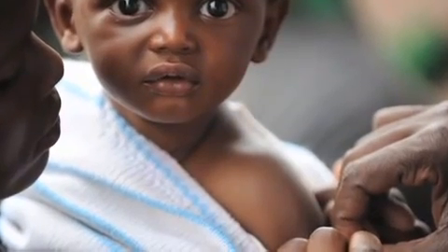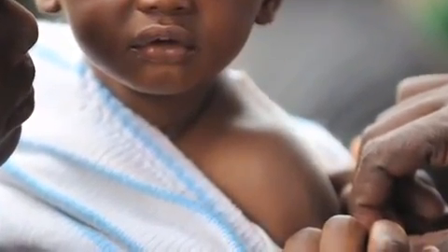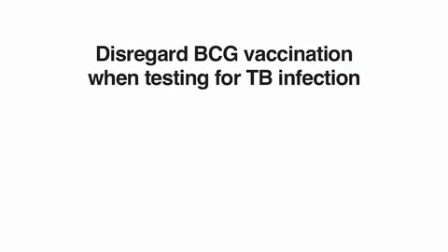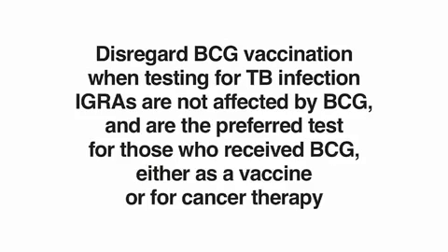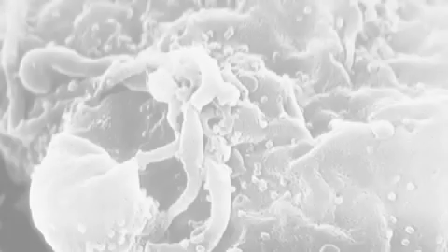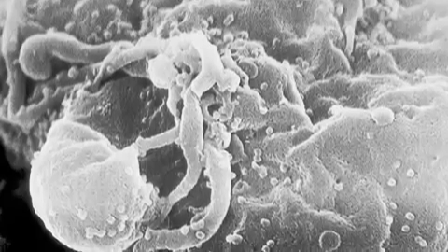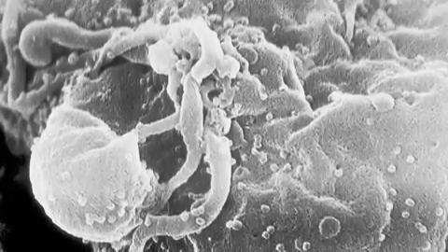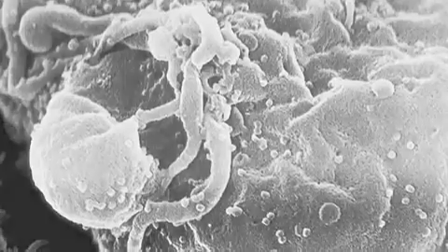The BCG vaccine is currently given in many parts of the world where TB is common. It's used to protect infants and young children from serious complications of TB disease. The vaccine isn't given in the U.S. Disregard BCG vaccination when testing for TB infection. IGRAs are not affected by BCG and are the preferred test for those who received BCG, either as a vaccine or for cancer therapy. It's critical that people living with HIV be tested for TB infection. Test for each known exposure to TB. Repeat TB testing after an HIV-infected patient has started antiretroviral therapy.